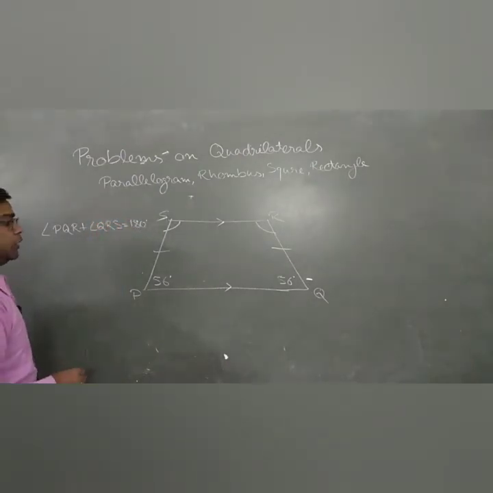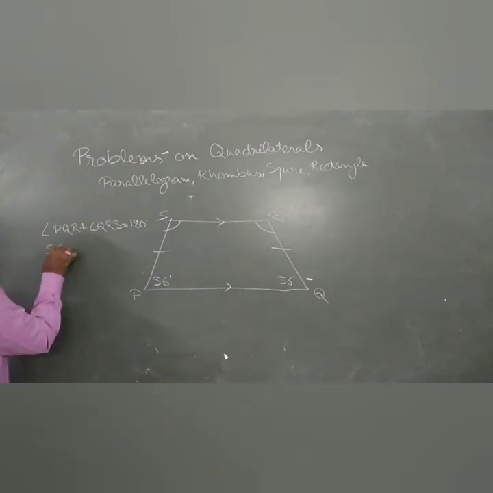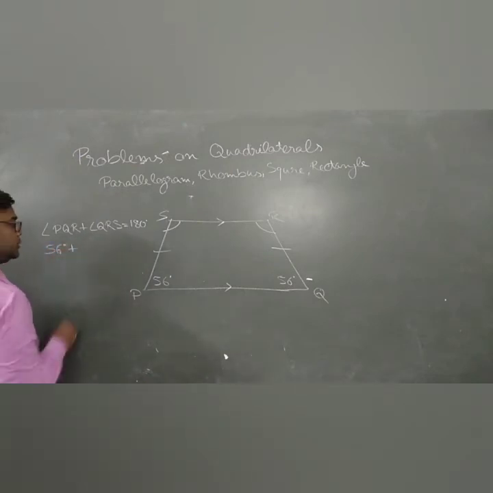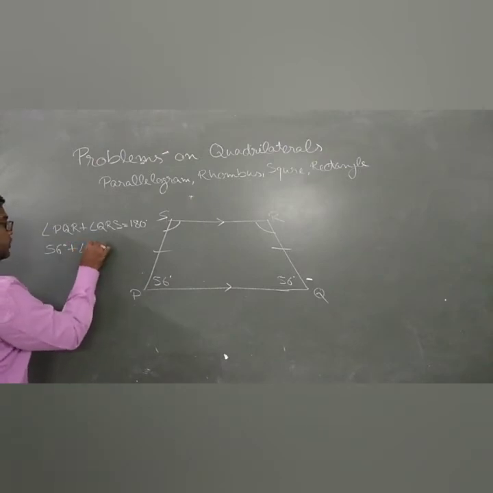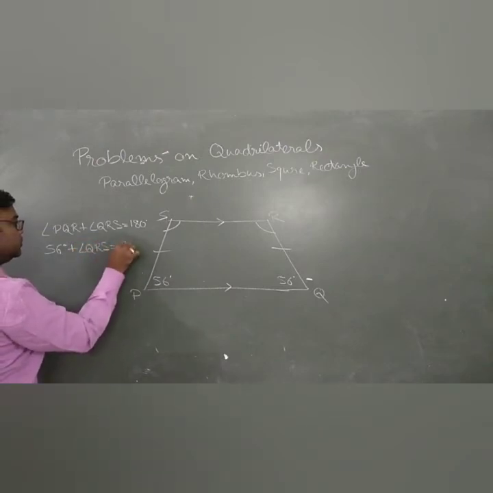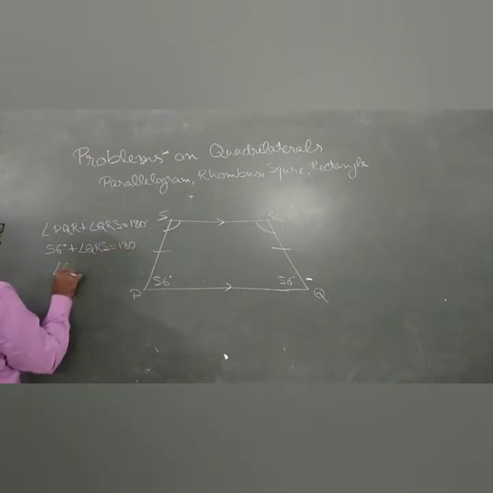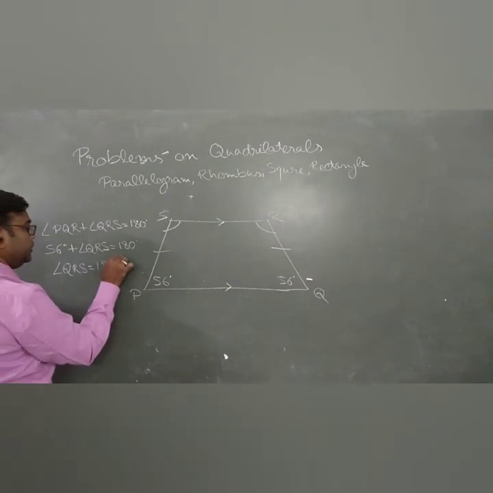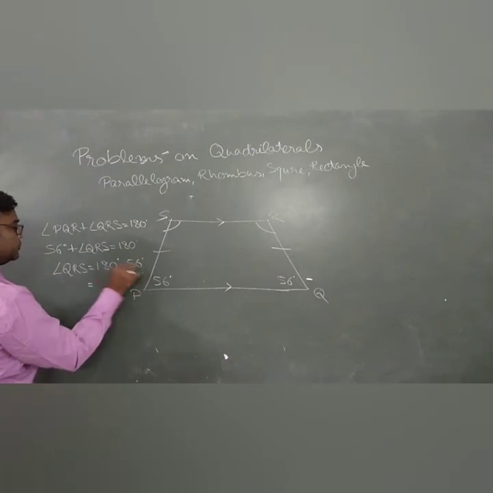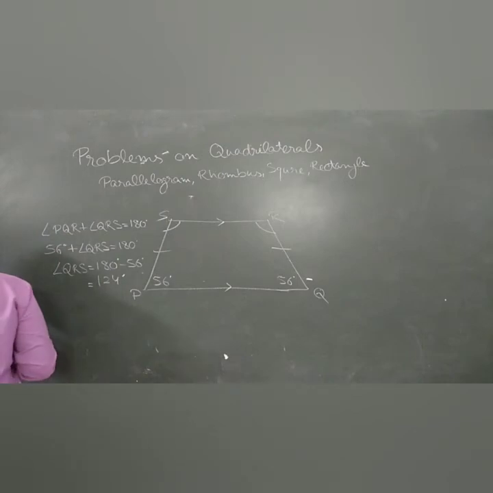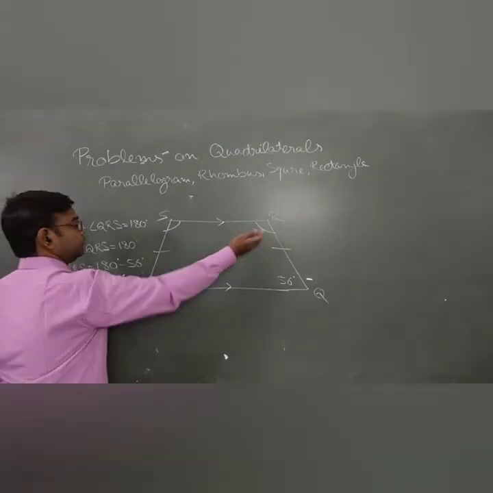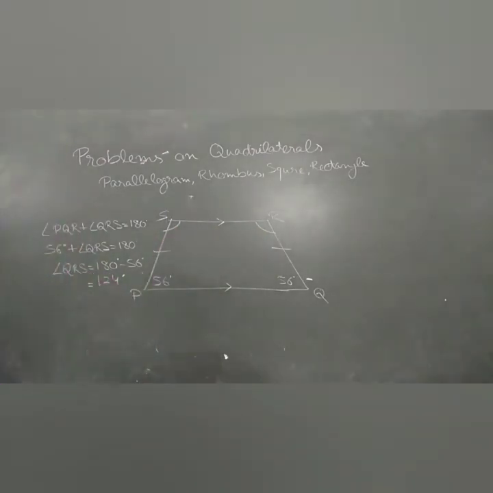Then PQR is 56 degrees plus QRS, which we don't know, equals 180 degrees. Angle QRS equals 180 degrees minus 56 degrees, which equals 124 degrees. So if this is 124, then this one is also 124.